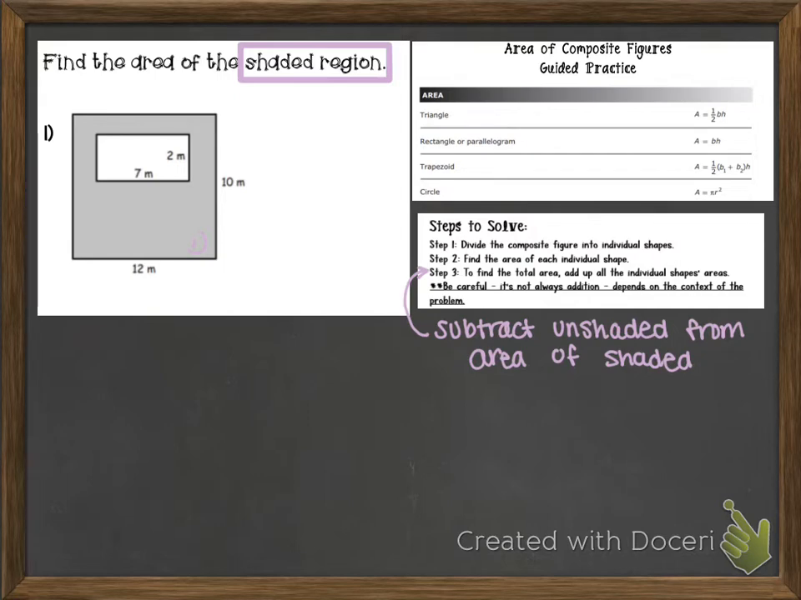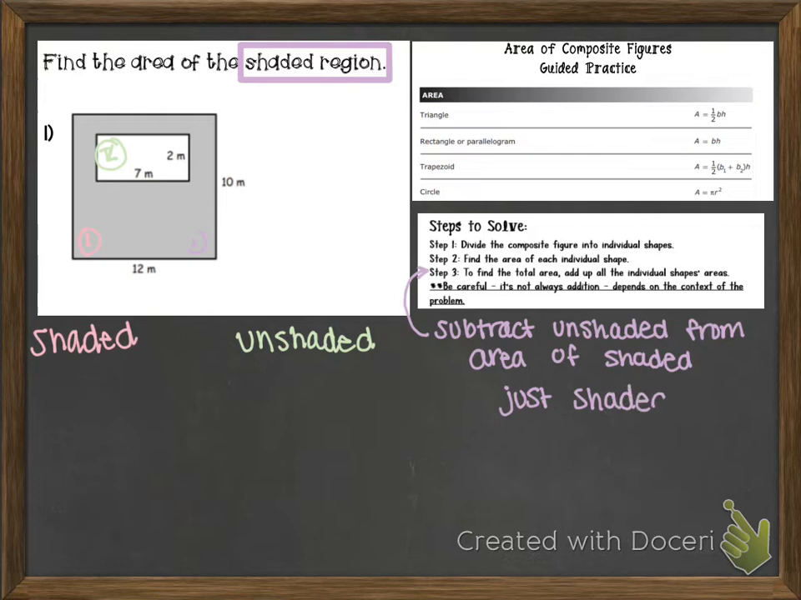Okay, so we're going to take shaded. That's the darker figure. And then unshaded. Remember, we label our figures, so we know how many we have. And then the subtraction gives just shaded. Okay, so let's get started.